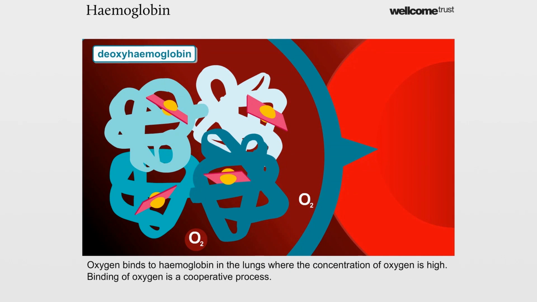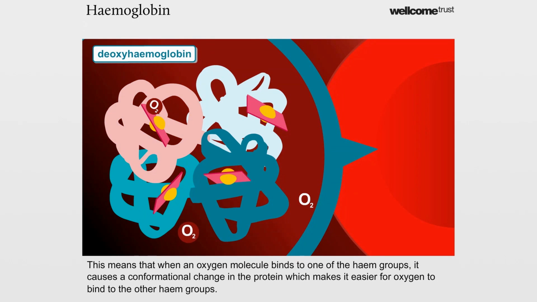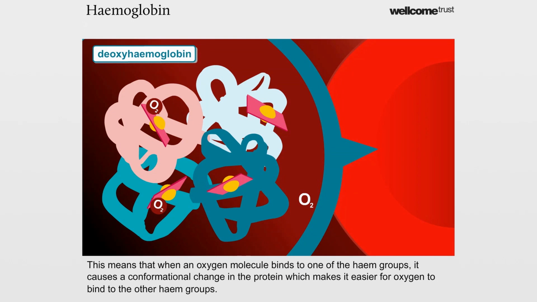Oxygen binds to haemoglobin in the lungs, where the concentration of oxygen is high. Binding of oxygen is a cooperative process. This means that when an oxygen molecule binds to one of the heme groups, it causes a conformational change in the protein, which makes it easier for oxygen to bind to the other heme groups.